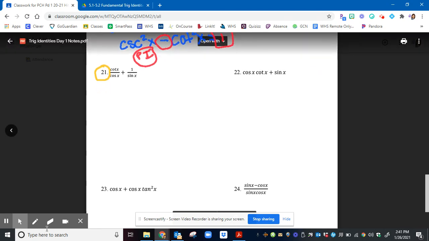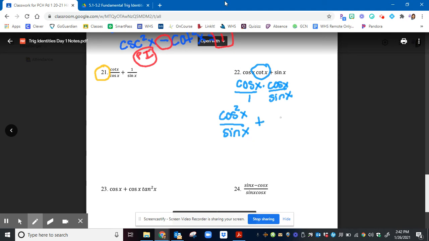Okay, so I'm going to do 22. Cosine times cotangent. There are two things being multiplied together, so let's simplify them. Cosine times cotangent is cosine times cosine over sine, and if I put these together, we end up with cosine squared all over sine. Now if you're paying attention, I've got plus sine over 1. Please be careful. Do not cancel out the sines. We're not multiplying here, we're adding, so I can't cancel out the sines like we normally would.